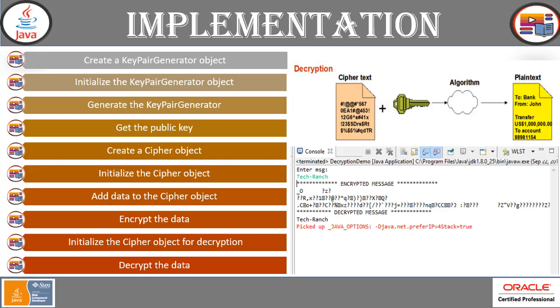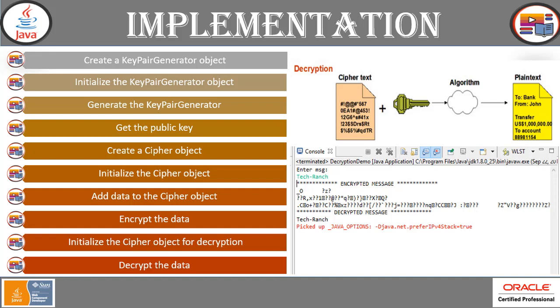These are the steps we have to follow for the decryption. First we create a key pair generator object, initialize the key pair generator object, generate the key pair, then get the public key, create a cipher object, initialize the cipher object, add the data to the cipher object, and encrypt the data. So far we are just following the encryption process. Now we have to add two steps to decrypt: initialize a cipher object for decryption, and last, decrypt the data.